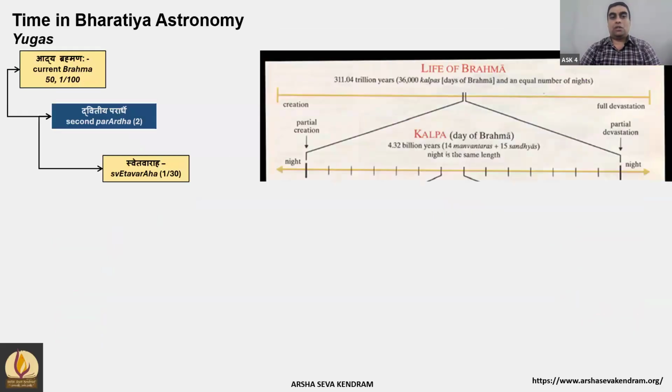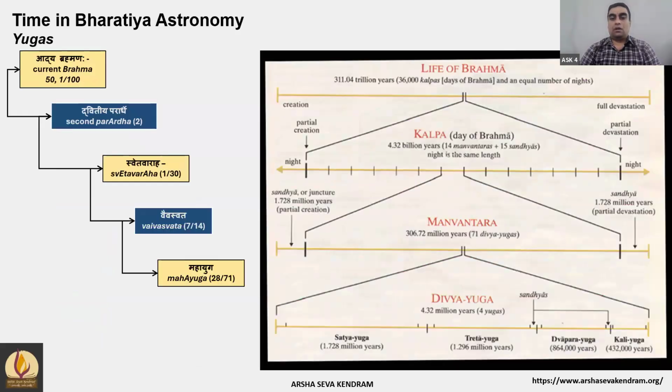We also saw the computation behind how the life of Brahma is calculated. We saw that the life of Brahma is 311.04 trillion years, which is 36,000 kalpas. 36,000 comes from 360 days into 100 years of Brahma.